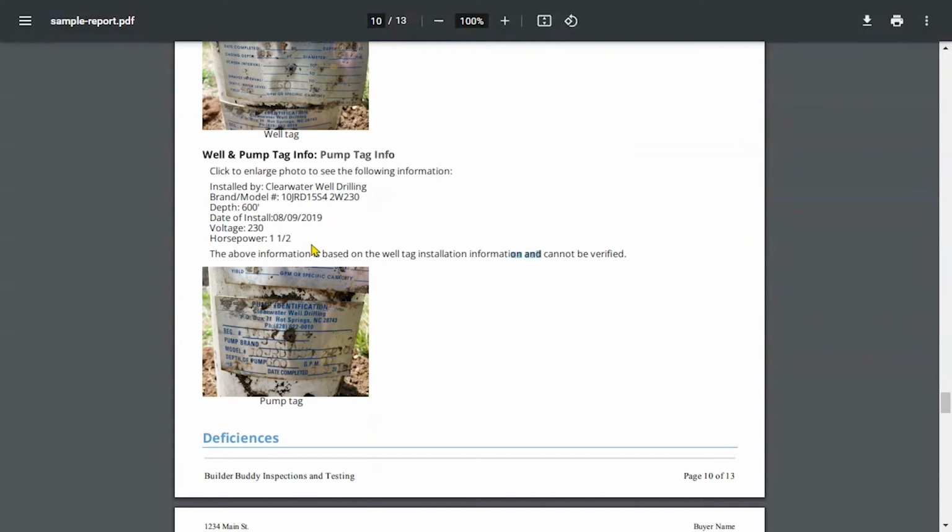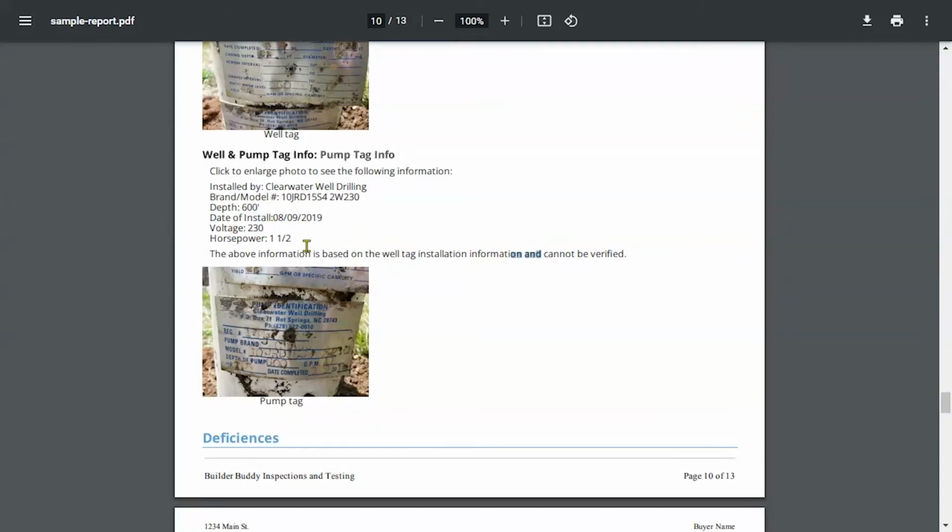And the pump tag information, it's important because it tells us how deep that pump is. The reason why that's important is because as you pull out water, the water level can drop, sometimes precipitously. And if it goes below the pump, it will fry the pump, because we don't want a situation where the pump is just pulling air. So this also tells us how much water is available for the household. That's why it's important to have the pump tag information. And the date of install, 2019, well pumps have about a 20-year life expectancy. So this is another good thing for the home buyer here. This is a newer pump, newer pressure system equipment.